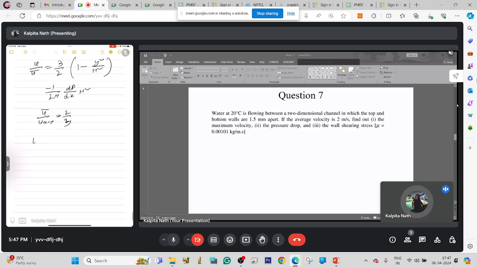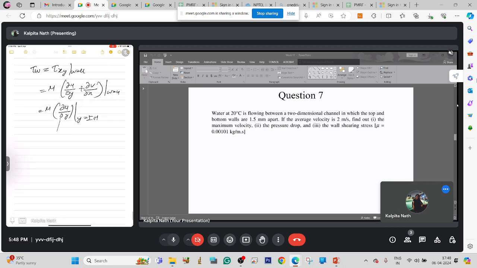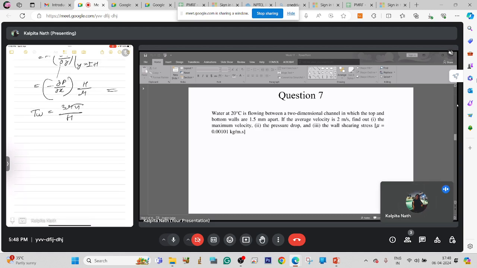Shear stress at the wall, tau w, is equal to tau xy at the wall, which is equal to mu times du/dy plus dv/dx at the wall. So it is equal to mu del u/del y at y equal to plus minus h. So this is equal to minus dp/dx times h by mu, using equation 1, right? Now using equation 2, tau w we can write as 3 mu u bar by h. Okay, so we have found out everything.